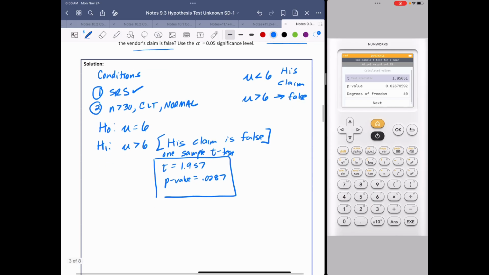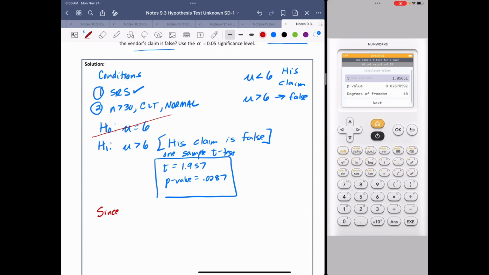So here's what I'm going to do. I'm going to say, and if you want, go like that and lightly cross out your H0. So I'm going to say, since my p-value of 0.0287 is less than alpha equals 0.05, we will reject H0.